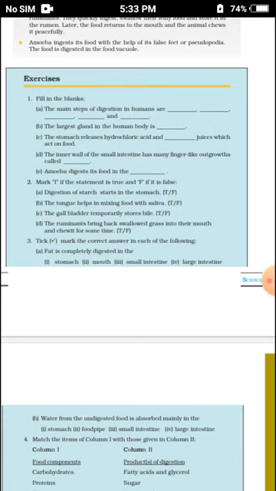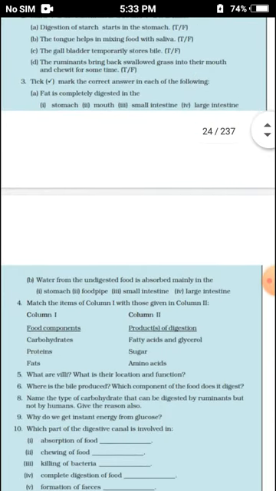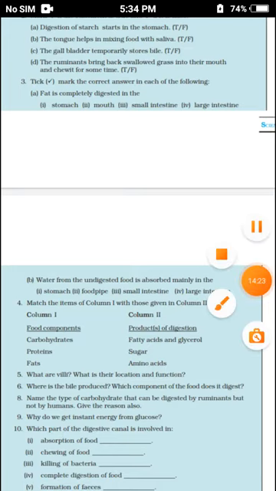Then mark true or false. First one: digestion of starch starts in the stomach. It is false because it starts inside the mouth. The tongue helps in mixing food with saliva. That's true. The gallbladder temporarily stores bile. That is true. The ruminants bring back swallowed grass into their mouth and chew it for some time. That is also true. Then we have tick mark the correct answer in each of the following. Fat is completely digested in the small intestine. Water from undigested food is absorbed mainly in the large intestine.